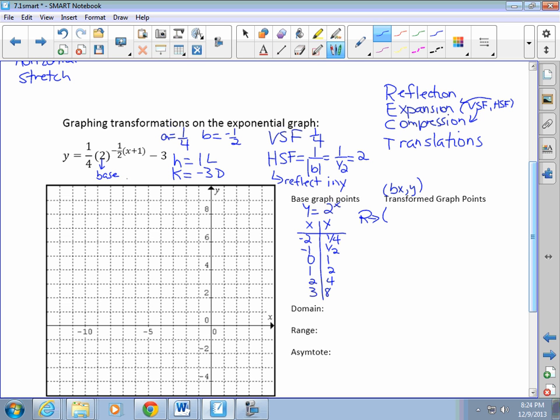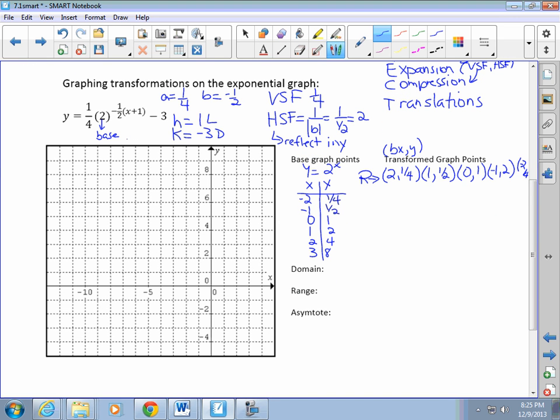So I apply the reflection, and it's just the sign of the B that we're looking at. The sign of the B is negative, so that makes this into 2, and this stays 1/4. Negative 1 becomes positive 1 and 1/2. 0 stays 0 and 1. My positive 1 becomes a negative 1 and 2. And then my positive 2 becomes a negative 2 and 4. I'm kind of running out of space there. That should be negative 2 and 4. I'll squish my next ones together.